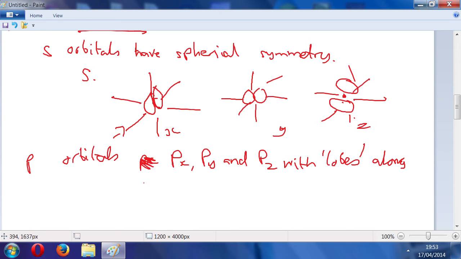With lobes along the X, Y, and Z axes. Okay.